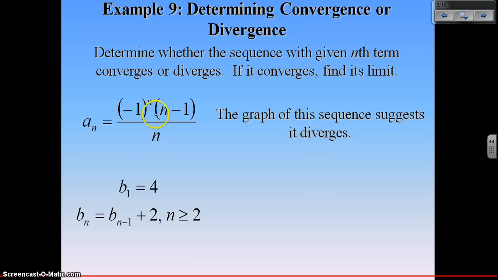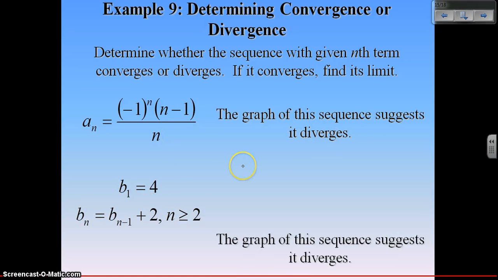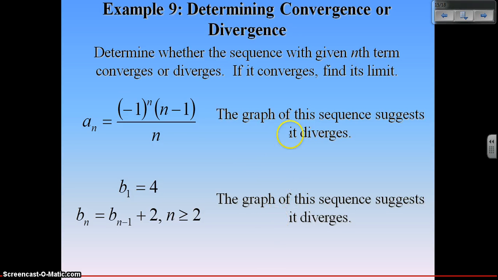Remember, we graphed this one earlier, and it was bouncing back and forth, back and forth. That is a sequence that diverges. It does not go to a single point. We also graphed this other one earlier, and it also diverges. It doesn't bounce back and forth, but as we kept going to the right, it kept climbing with a constant rate of 2. So both of these diverge, this one because it bounces back and forth, and this one because it goes to infinity. A sequence that goes to infinity or negative infinity does diverge.